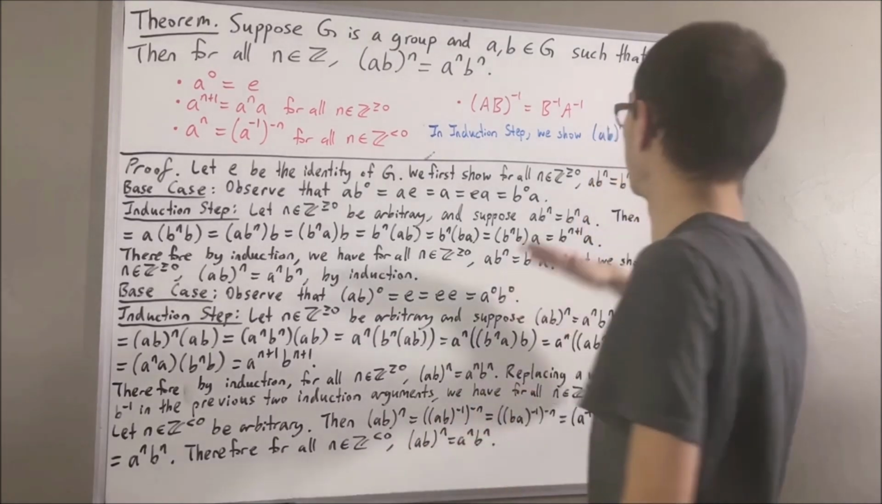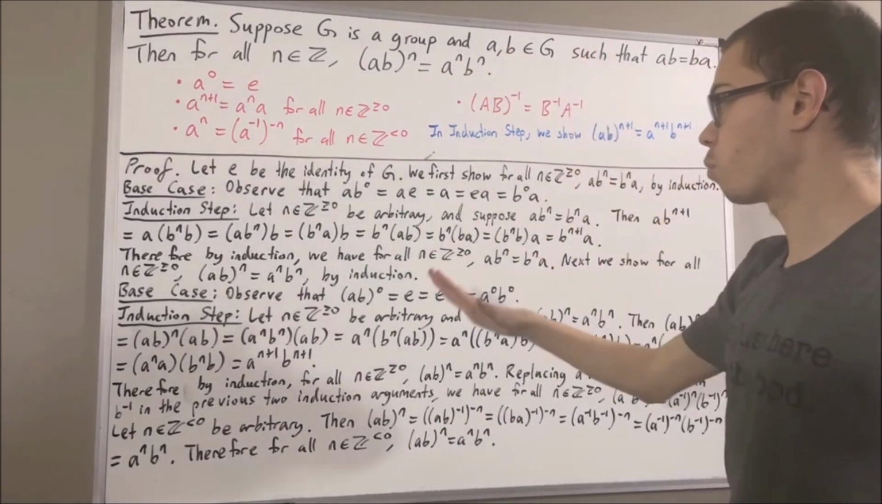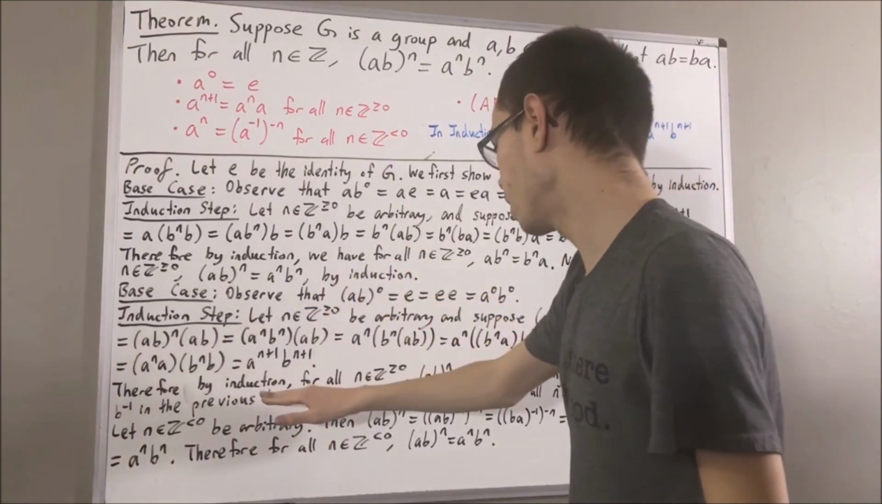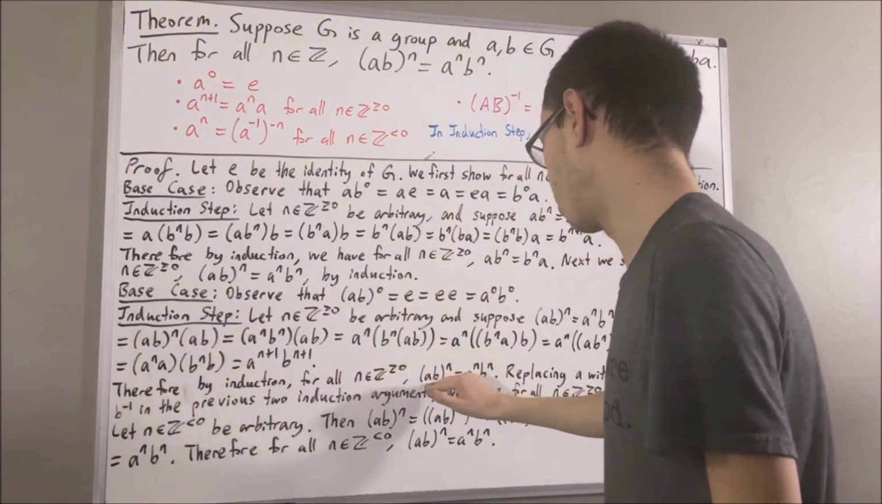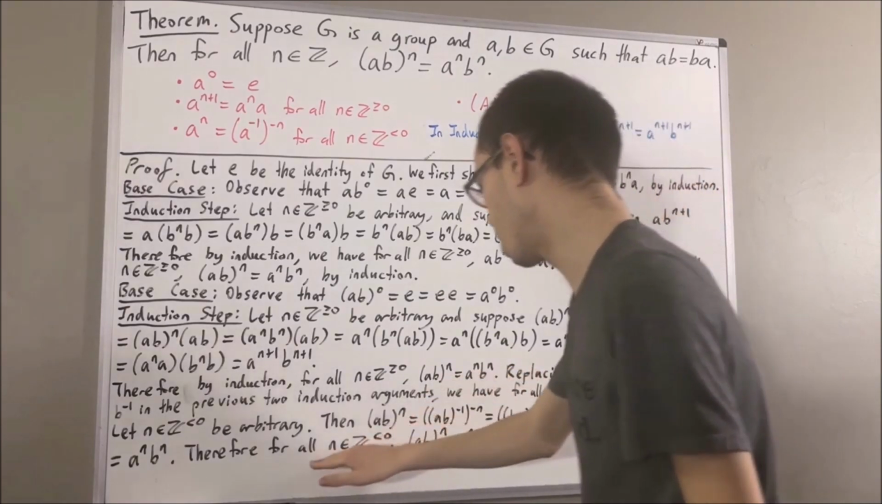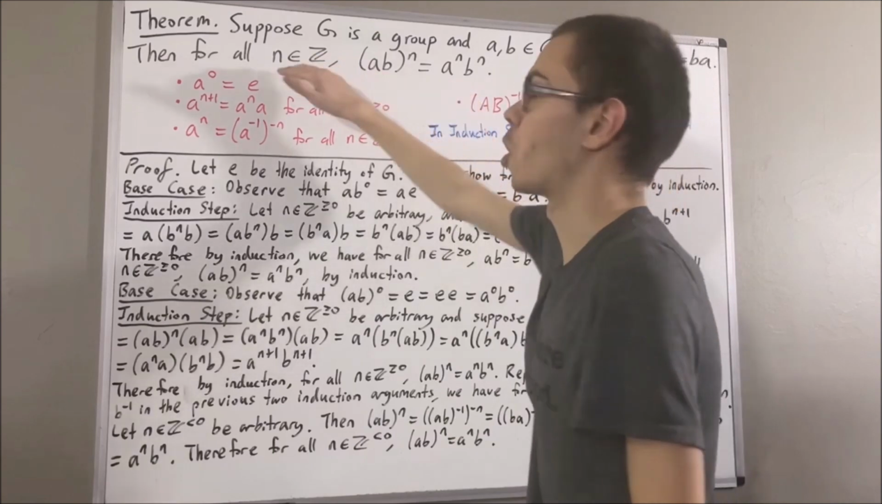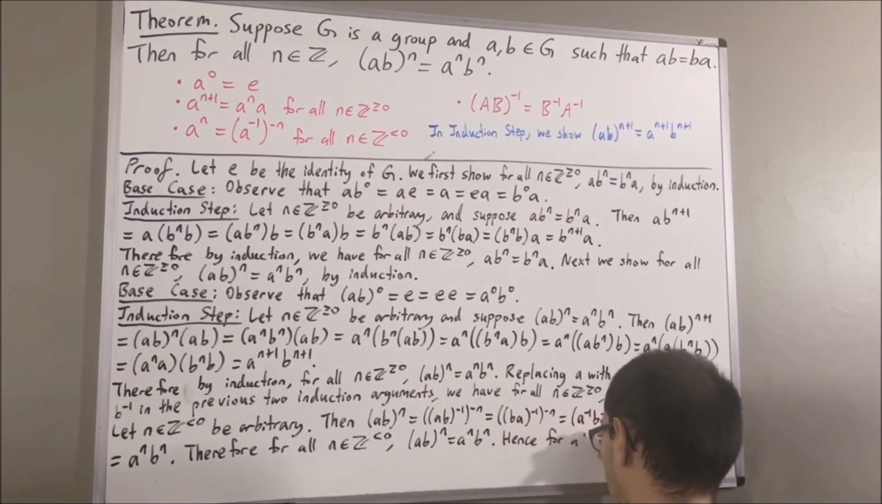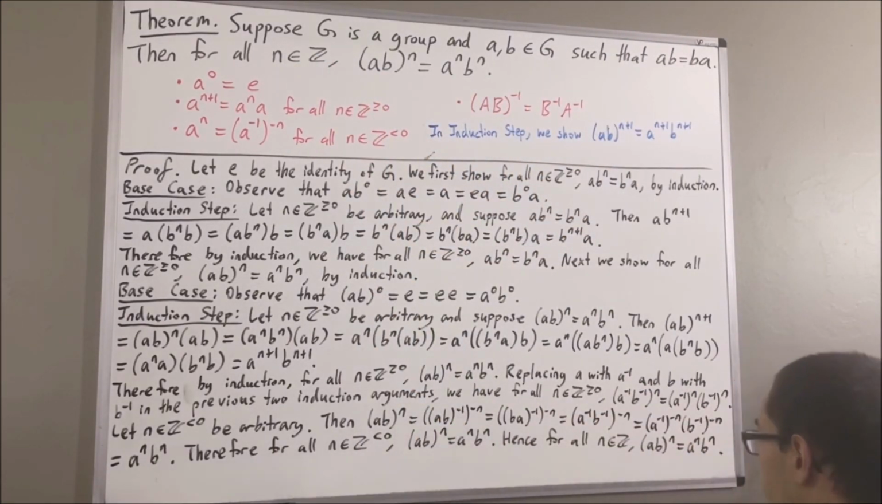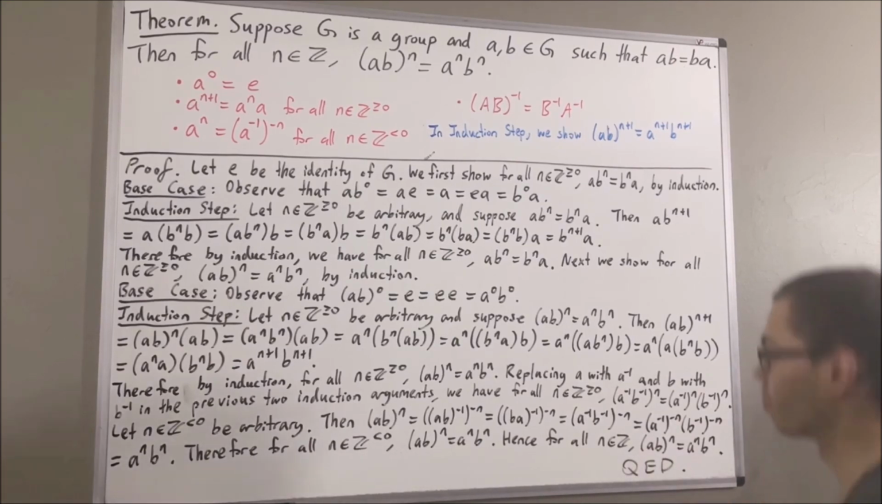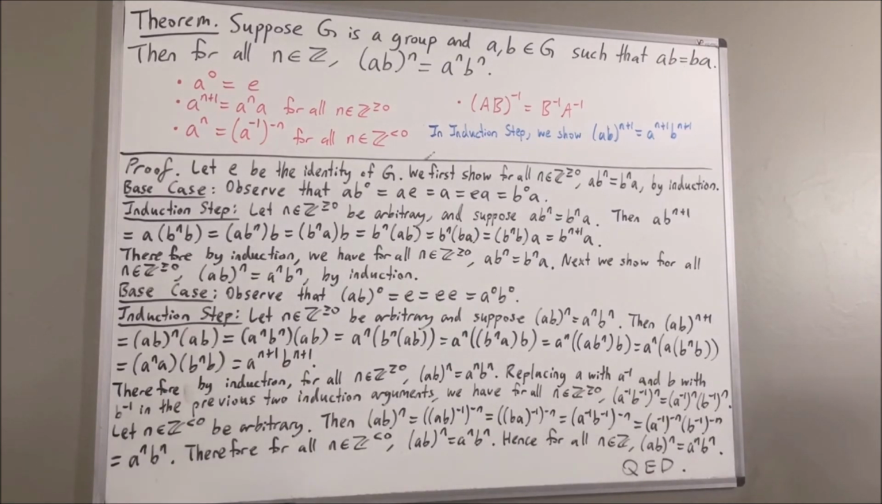And with our two group elements a and b, we have proven that for all integers n greater than or equal to 0, the equality holds. And for all integers n less than 0, the equality holds. So this equality must hold for all integers. And so this completes the proof. And so yeah, that's pretty much it for this video.